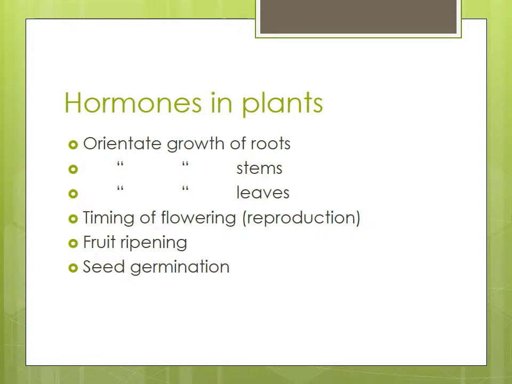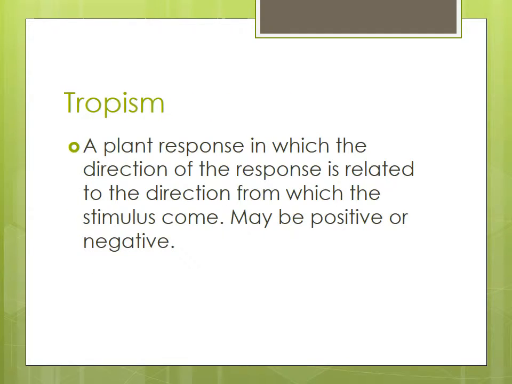So if we're looking at hormones in plants, which is what this chapter is all about, we're looking at hormones that affect roots and stems and leaf growth. We're looking at ones that affect the timing of flowers, which is for reproduction. We're looking at fruit ripening, seed germination, all of those different kinds of things.